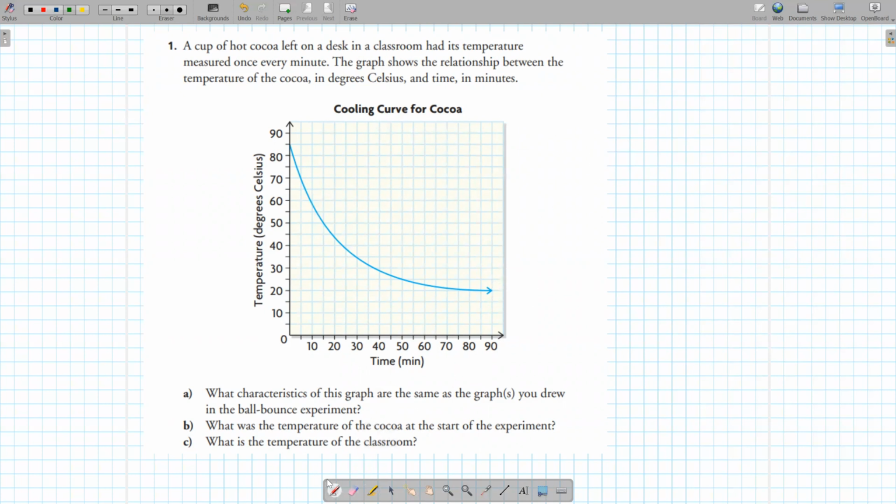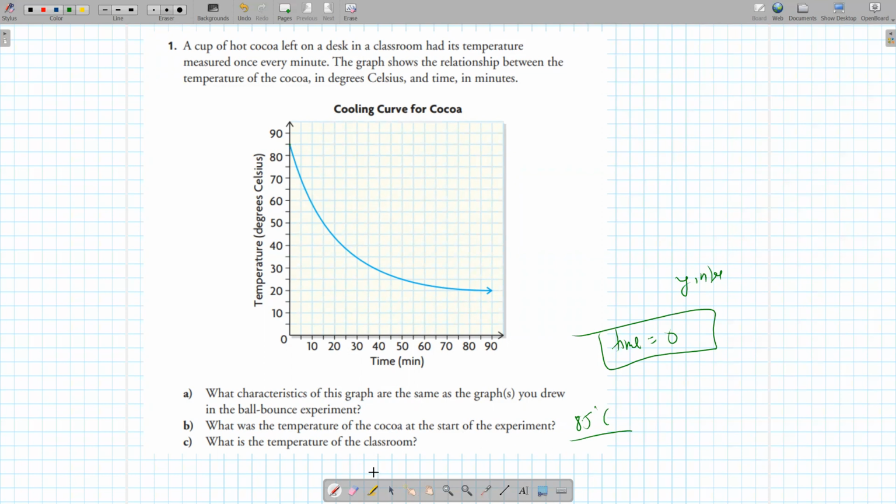All right, let's look at this. Let's ignore part A. Look at B. What is the temperature at the start of the experiment? 85 degrees. Yeah, that's good, right? So they're basically asking you, initially or start just means the time is 0. So they're basically asking you for the y-intercept, which in this case is 85 degrees Celsius, right?